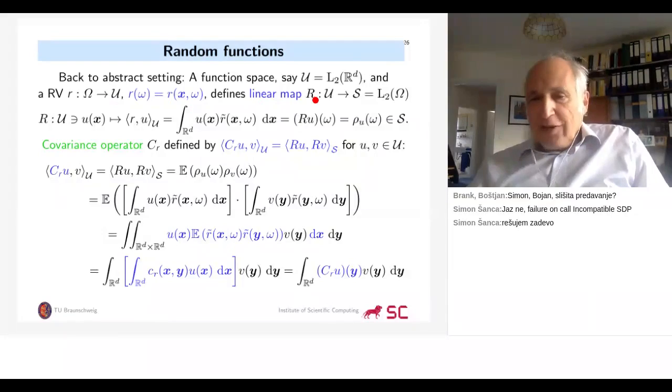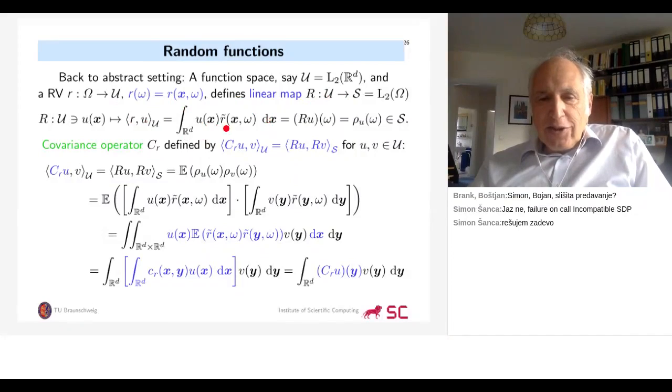We know this defines a linear map. This is what we've been doing before. This linear map is given by this inner product, and this inner product looks like this here. That's the L2 inner product. So you see it's a weighted average of these random variables. Let's call this random variable rho_u, because it depends on this u.